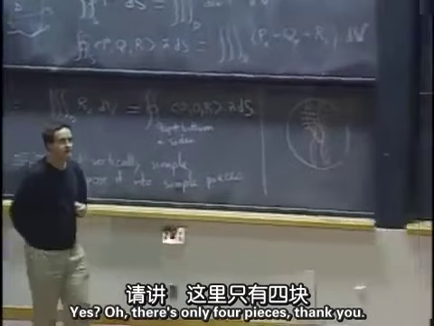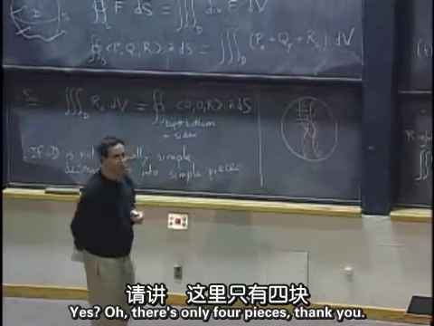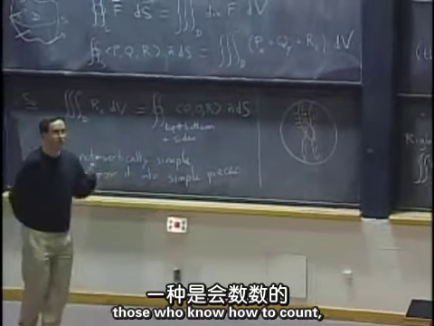Yes? Oh, there's only 4 pieces. Thank you. Yes, there's 3 kinds of mathematicians: those who know how to count and those who don't.